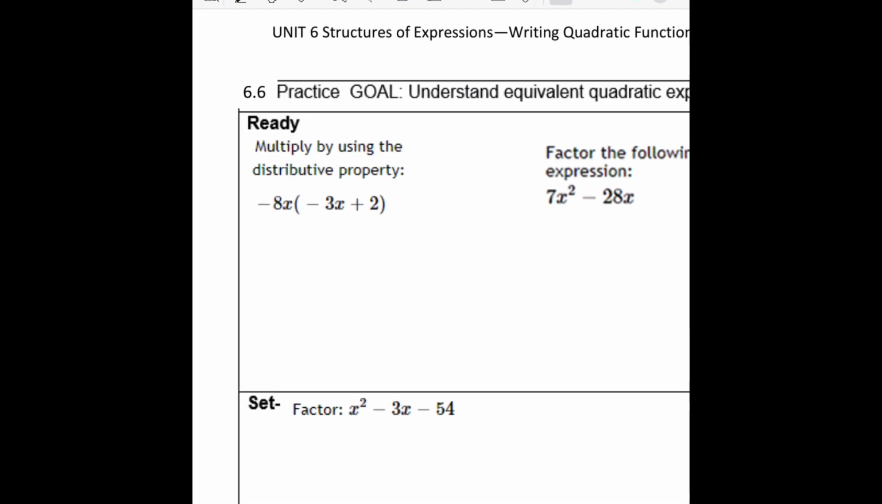Okay, we already know how to do these. Remember, we just need to distribute. So negative 8 times negative 3 makes a positive 24x squared. And a negative 8 times 2 is minus 16x. That's all you need for that one. Just a quick review there.